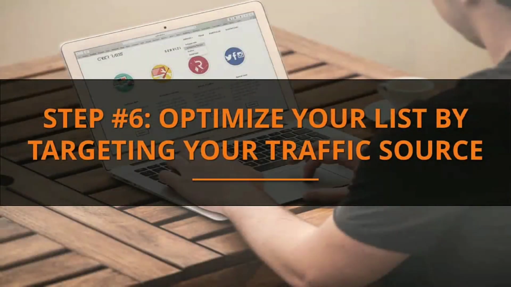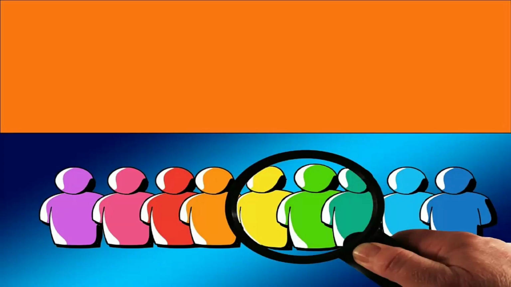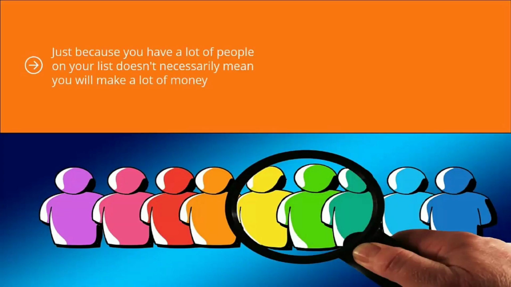Step number 6. Optimize your list by targeting your traffic source. Just because you have a lot of people on your list doesn't necessarily mean you will make a lot of money. There are a lot of list marketers with huge bloated lists who are struggling. The reason is that they made the all too common mistake of assuming that the more the merrier. That's not going to cut it in modern email marketing. You need to get the right people on your list.